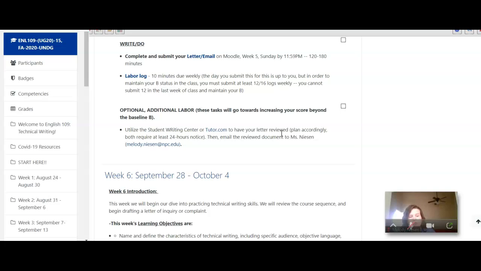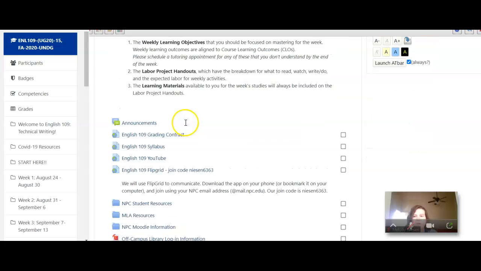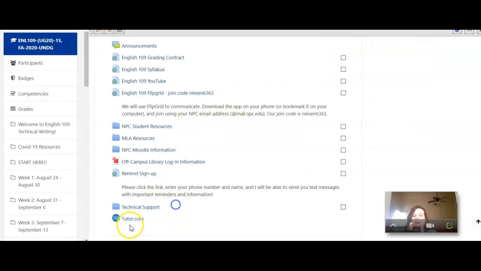So if you choose to use tutor.com, there it is, a link right here. Be sure to access it through Moodle because that is how you will be able to sign in without being asked to pay for it. So tutor.com, and then we also have the Student Writing Center.